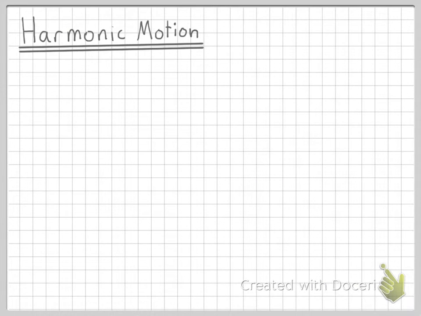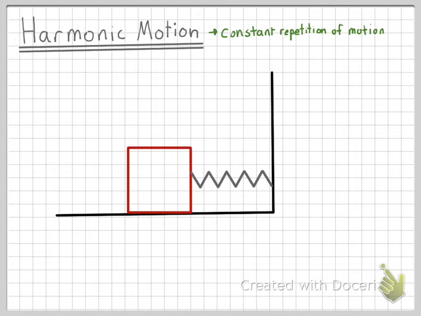This video covers the basic concepts of harmonic motion. So harmonic motion is defined as the constant repetition of motion. Some examples of harmonic motion are a swinging pendulum or circular motion. Our go-to example is usually a block attached to a spring.